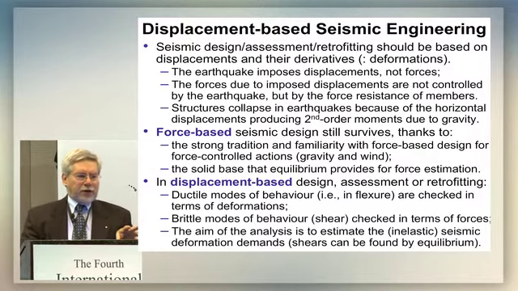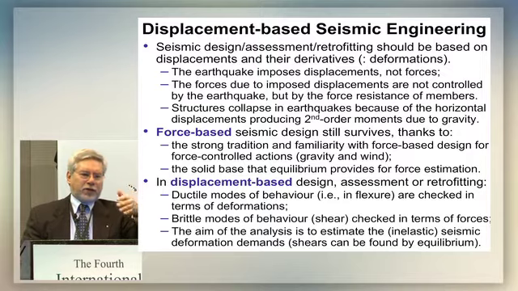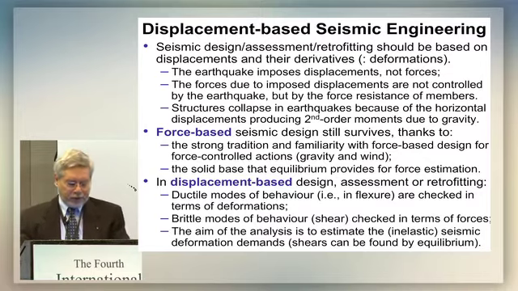And as a matter of fact, structures in earthquakes collapse due to displacements which generate second-order effects, second-order moments in the columns. If the structures had mass but no weight, they would not collapse in an earthquake. It's the second-order moments which are generated by displacements that ultimately cause the collapse.